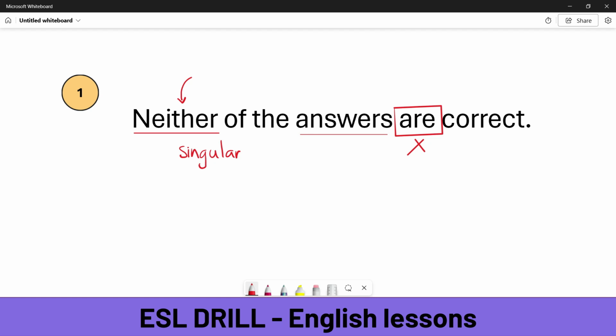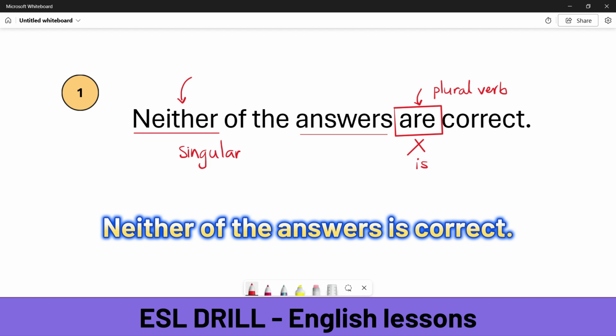In the same sense, neither is used here. And here, "are" is actually a plural verb. But we don't need a plural verb here. We need a singular verb. So, what do we say? Is. So, the correct sentence is, "Neither of the answers is correct." So, I hope you have understood. Now, let's move to the next one.